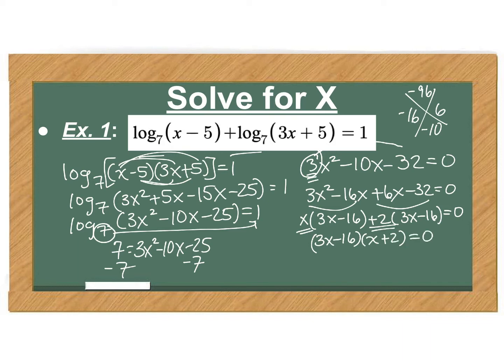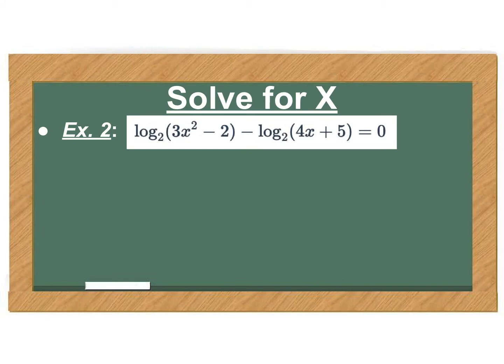I'm going to apply the zero product property rule and set each equal to 0. And x might be 16/3. x might be negative 2. But the thing with negative 2 is if I plug it in with a minus 5, that's going to give me a negative. So I am going to reject that, and the 16/3 is my answer.